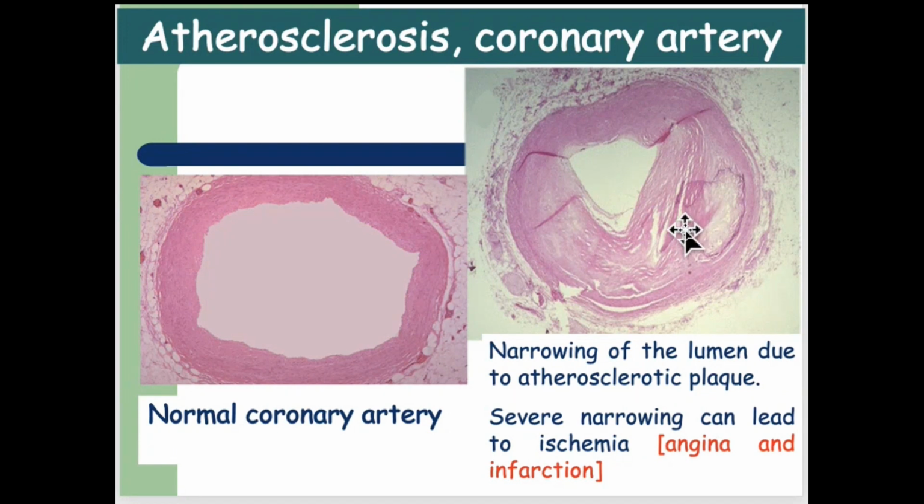So when there's severe narrowing, it will lead to ischemia. What is ischemia? It is the decrease in the blood supply. When there's decrease in the blood supply, there's decrease in the oxygenation of the tissues, and the patient can have angina, which is the minimal first stage of the clinical symptoms, and infarction is the last stage when the muscles of the heart will be necrotic and dead.